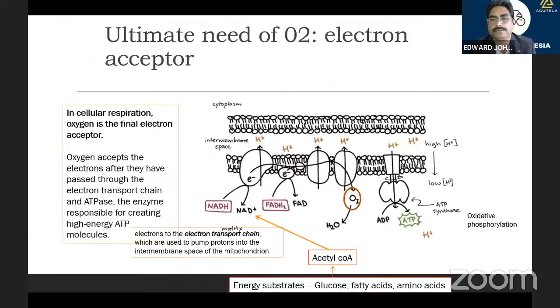So why is oxygen needed for aerobic respiration? Because in cellular respiration, oxygen is the final electron acceptor. The oxygen accepts the electrons after they have passed through the electron transport chain. In the electron transport chain, the electrons are passed through 4 complexes, 1, 2, 3, 4. During the passage of the electrons, protons are pumped into the intermembrane space, and these protons are utilized for the production of ATP through the ATP synthase enzyme. Finally, the electron that passed through the last complex is captured by oxygen and converted into water. If oxygen is not there, oxidative phosphorylation will not occur, and the end substrate, pyruvate, will undergo anaerobic metabolism to produce lactic acidosis. So oxygen is a must as the electron acceptor of the electron transport chain.